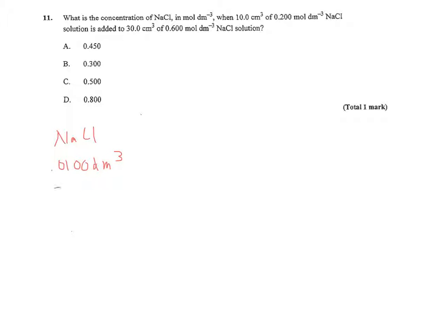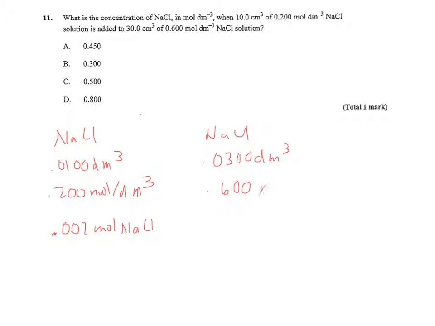I need the original strength. This is moles per decimeter cubed. So I'm going to go ahead and multiply these, and I should realize that this means I have 0.002 moles of NaCl in my first sample of NaCl. My second sample of NaCl, then, I have 0.0300 decimeters cubed. This is at a 0.600 molar strength, or moles per decimeter cubed. So now I get 0.018 moles of NaCl from my second sample.